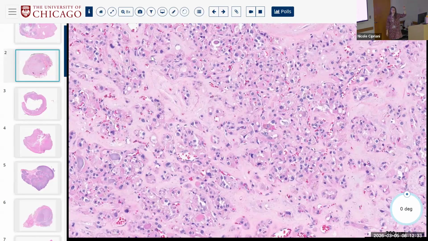What's the molecular of those? RAS or RAS-like. So HRAS, NRAS, KRAS, BRAF K601E, PAX8-PPAR gamma, right? These are all follicular pattern mutations. So oncocytic, while the diagnostic criteria are identical, just have different genetic drivers. So they're somewhat separated now.